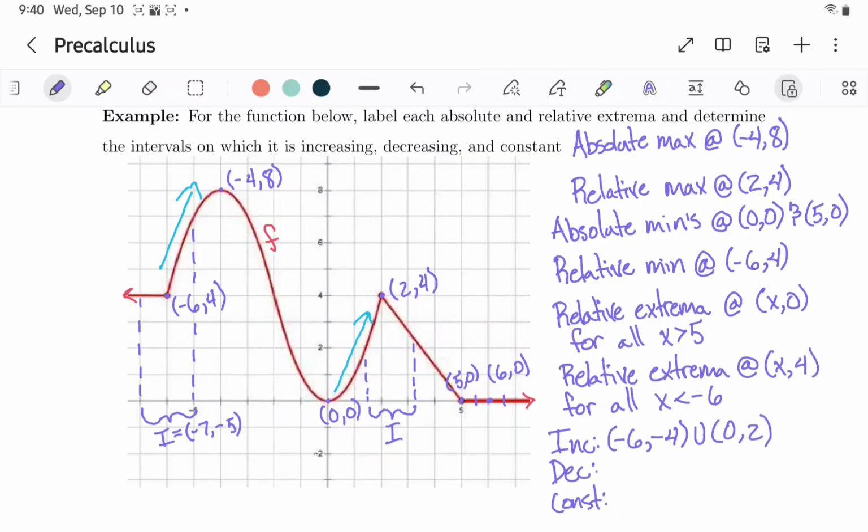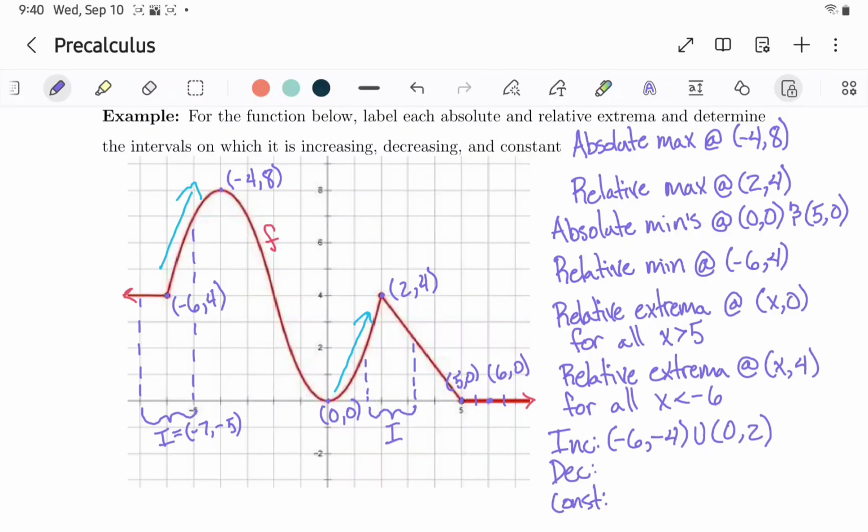Do be careful. Depending on the problem, Lumen might want you to give your intervals for where the function's increasing, decreasing, or constant. In the case that there's more than one, just list them with a comma instead of the set union symbol. But there will be problems where it does want you to use the set union symbol. So you just have to pay attention to the instructions of the question.